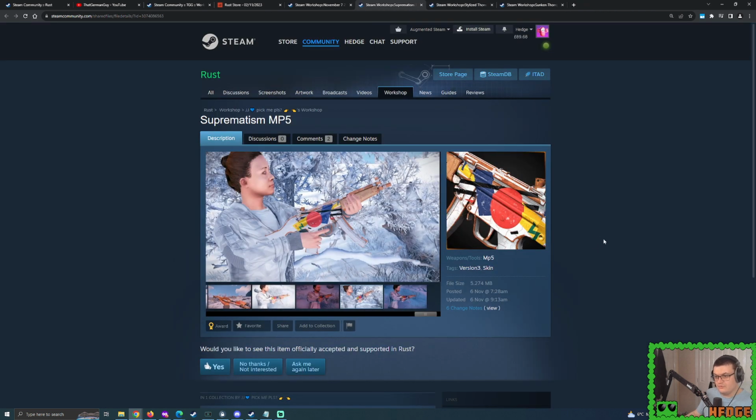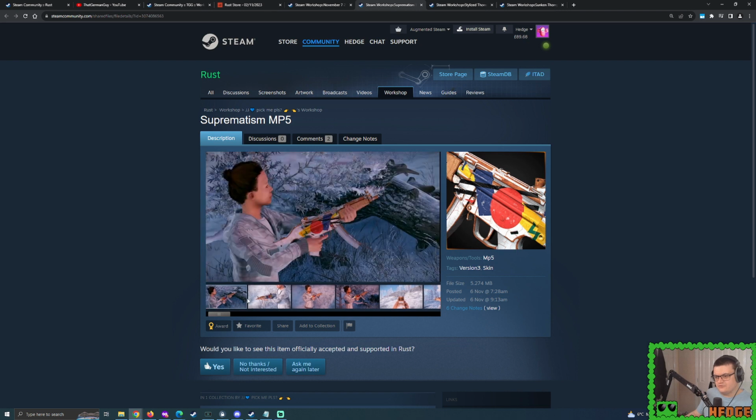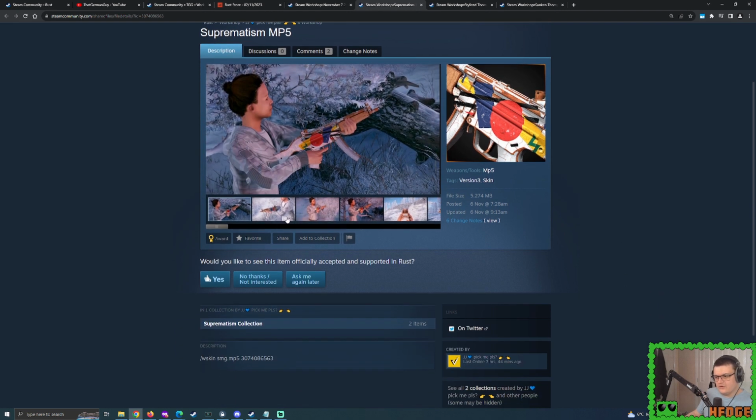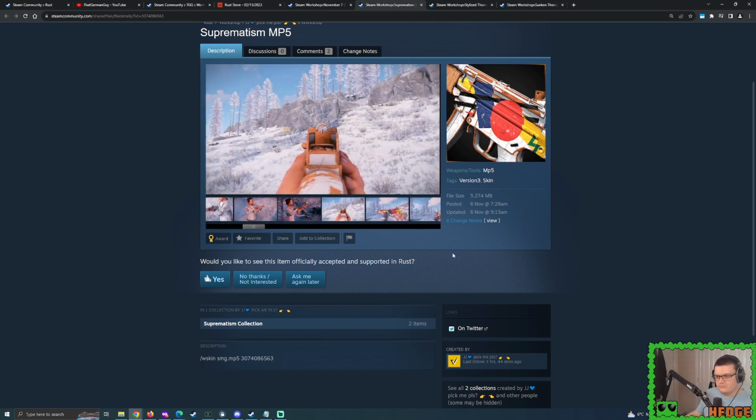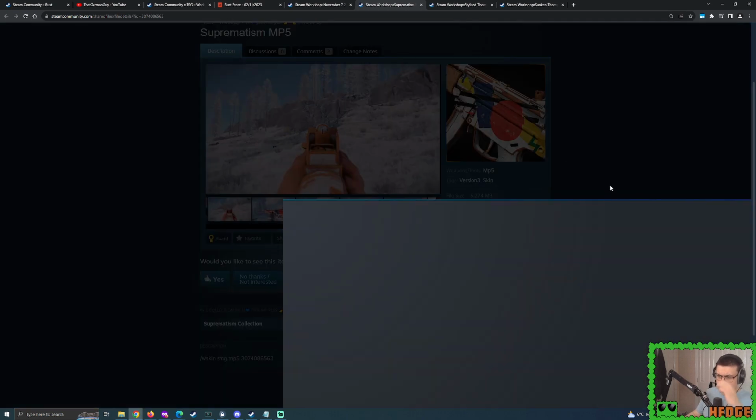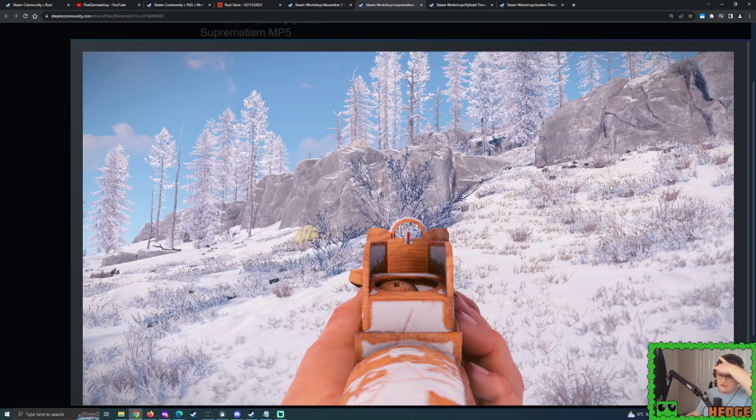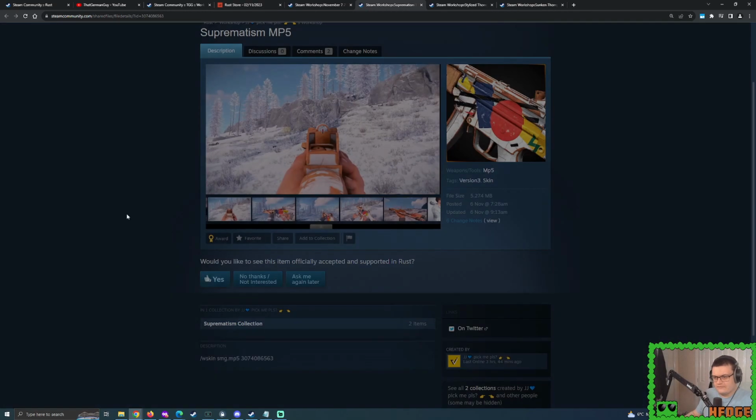And now we have a continuation to talk about. Literally just this past week, we had the Suprematism AK-47 being accepted. And JJ has thought to himself, you know what, I could make another weapon skin. Shouldn't be too bad. And here we go. We got ourselves a very nice, abstract, colourful looking MP5 skin with the useful red aim sight right there.